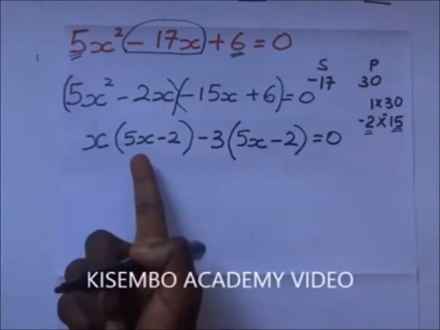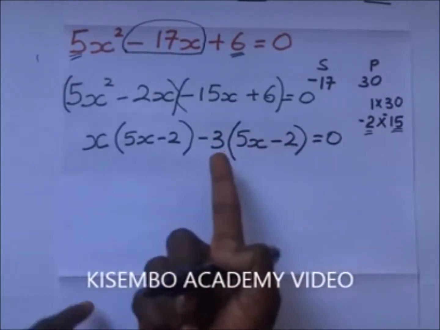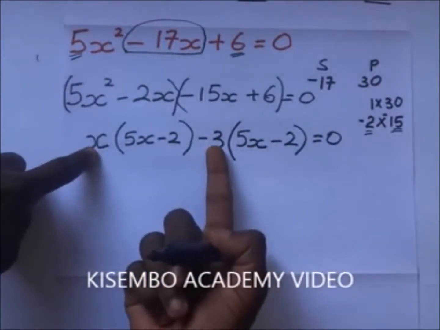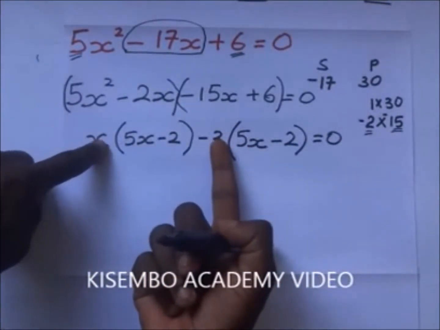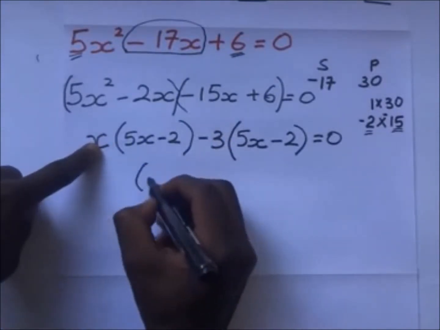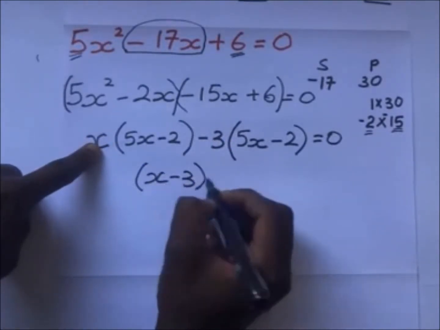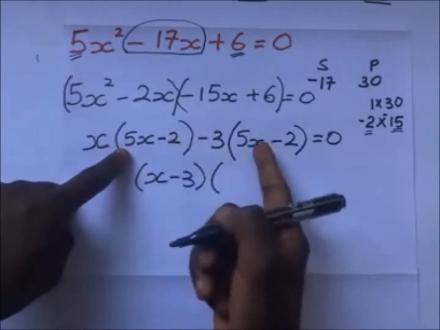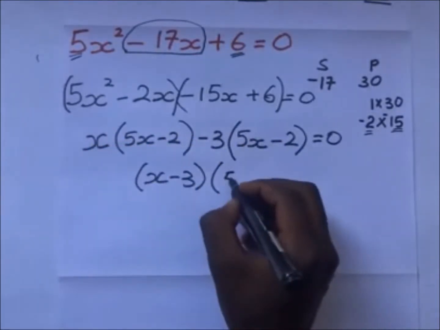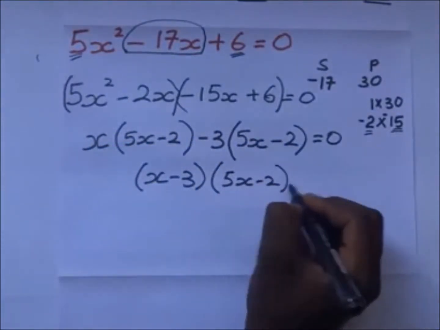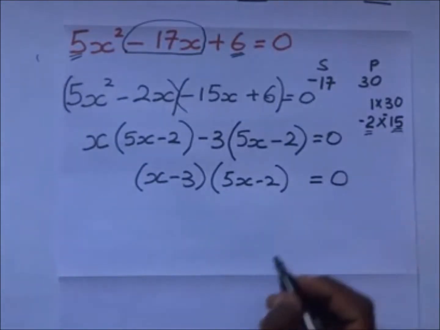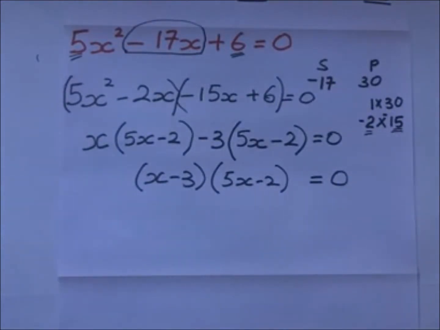You realize that we have the same terms in the brackets, and we have these outside the brackets. So we put the terms outside the brackets in their own bracket, x minus 3, into 5x minus 2 is equal to 0. At that point, we have factorized this quadratic equation.